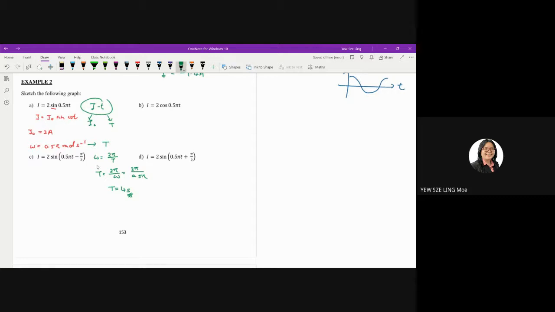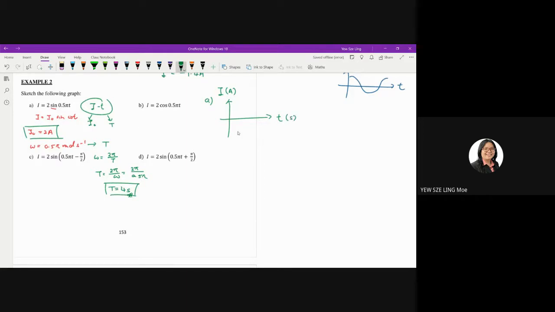Okay, so I have I naught equals 2 A, and T equals 4 seconds. Now I can proceed to graph sketching. So question A, I have I against t, assuming I is in terms of ampere and t is in terms of second.